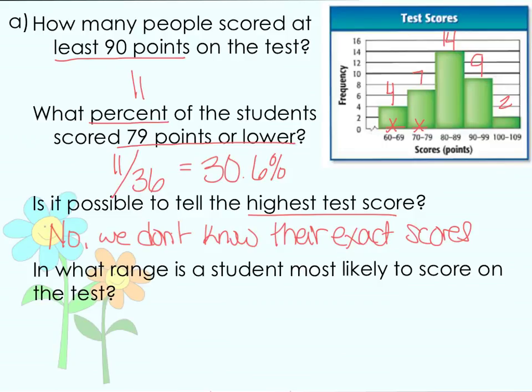But what a histogram is used for is this last question. It says, in what range is a student most likely to score? So we're just going to look to see what interval would most students score on this test. So for that one, you're going to be looking for the biggest bar, and that will indicate what frequency or which interval most kiddos are to score on this. So if I were to look at this, I would say most of the kids would score somewhere between 80 and 89 points. We're looking for the one that has the highest frequency.